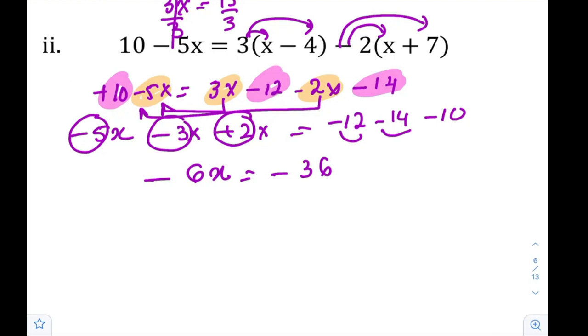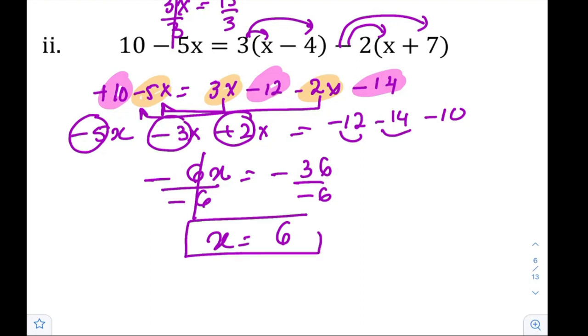We end up with one equation in one step that can be solved. I will divide by negative 6 both sides. And x is negative divided by negative, positive. 36 divided by 6 is 6, and that is the solution.